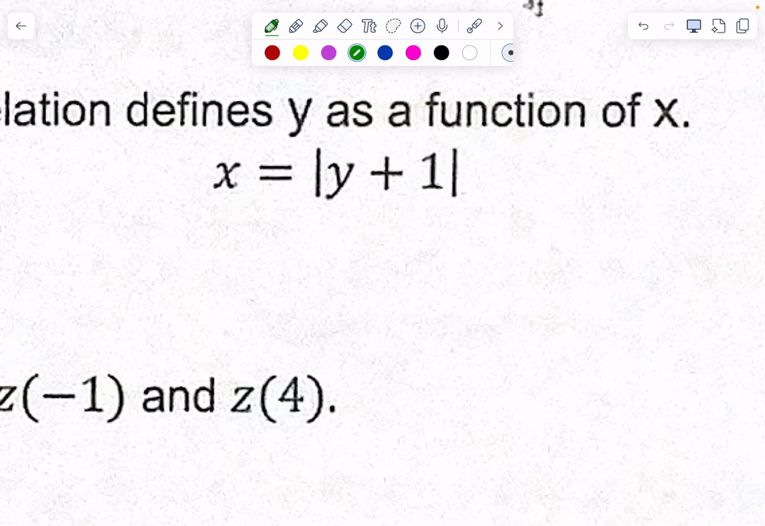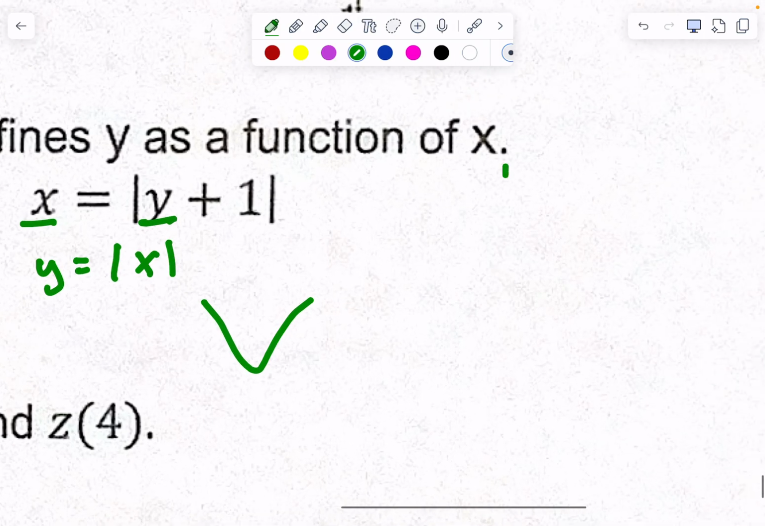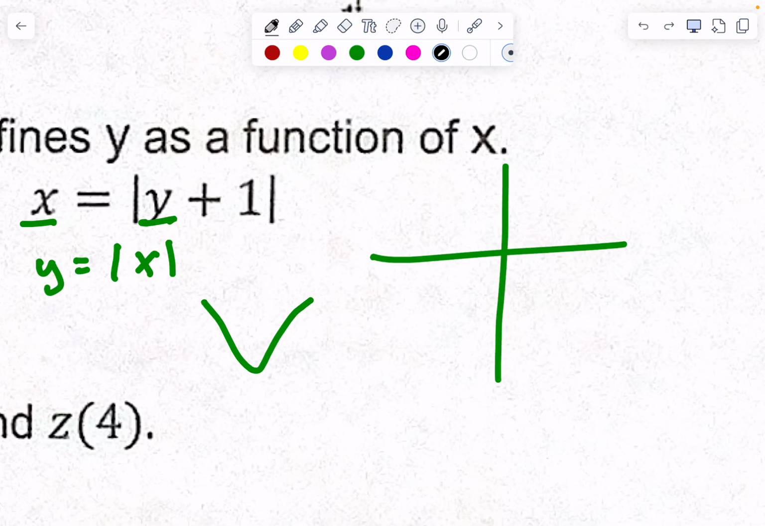You know what this looks like? It's a V. I know that y equals the absolute value of x looks like a V like this. But this is x equals the absolute value of y plus 1, so it's on its side, and you start one over, to the left, because it's the opposite of what you think. So it looks like this.